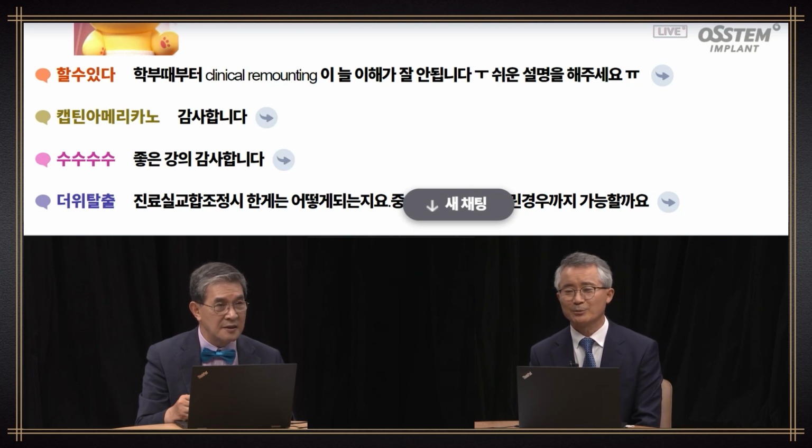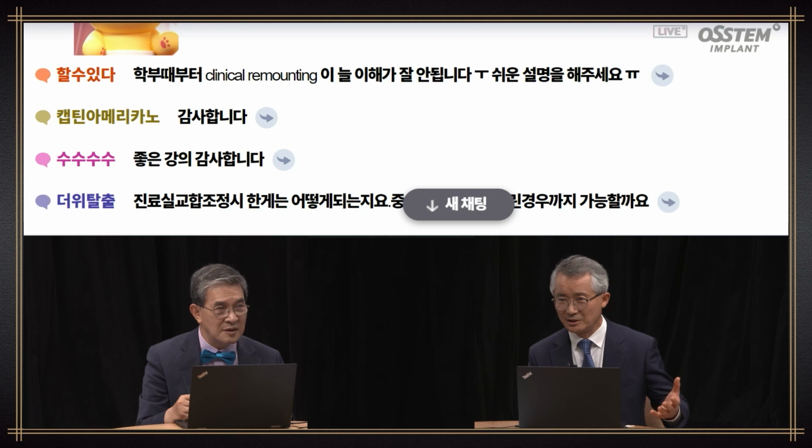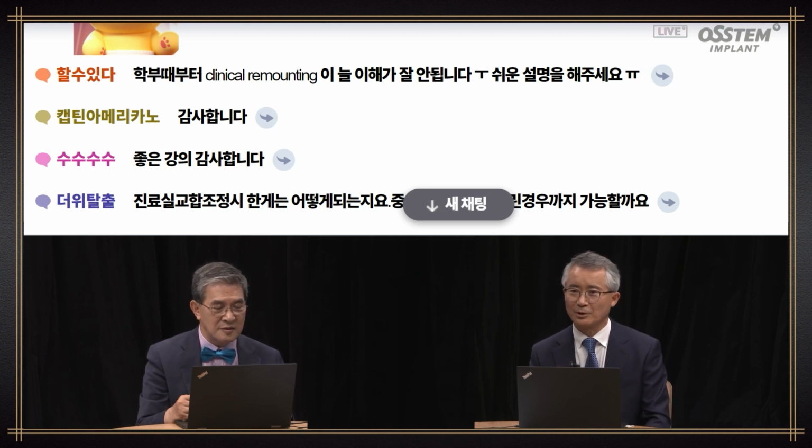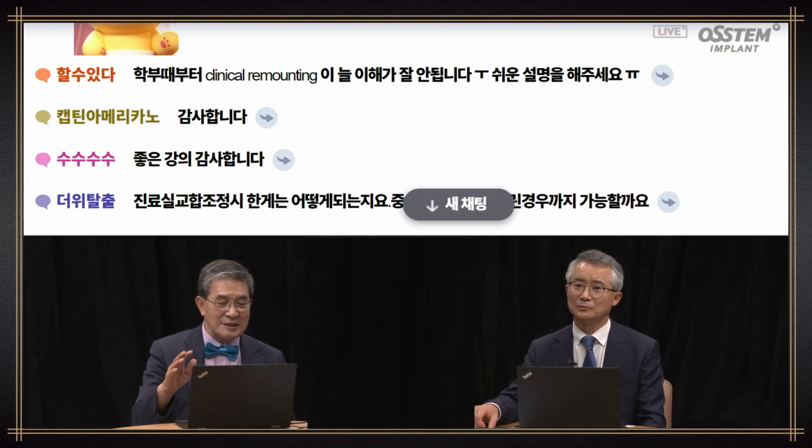I'm sure you all know it, but clinical remounting takes a lot of time. If this is required, we assign at least 3 hours. If this can be done by the lab technician, then it's fine. But on the day of prosthesis delivery, if clinical remounting is required, then it is better not to deliver to the patient that day. Don't tell the patient. Tell the patient that it's going to be available the next day. I think you need to assign significant time.